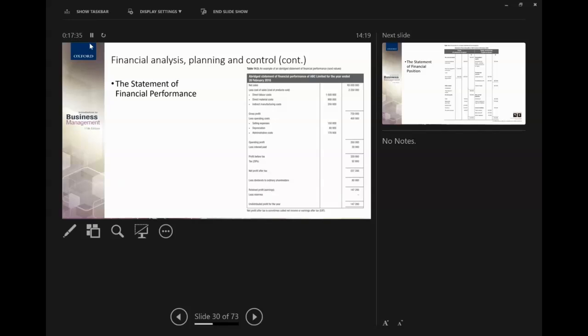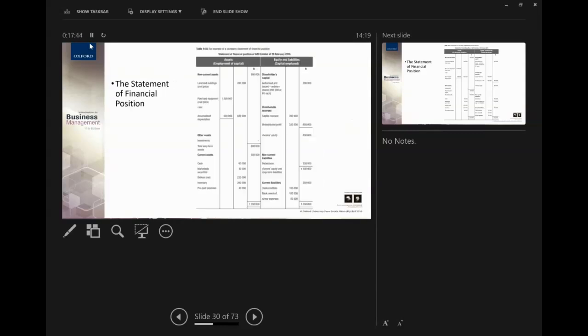Yeah. Okay, so here again, they're just showing us our income statement. There you go. Yeah, that's your income statement. I won't even dwell on it. Statement of financial position, right?